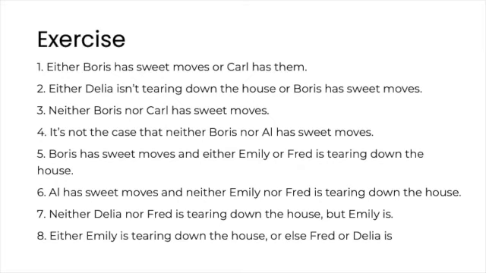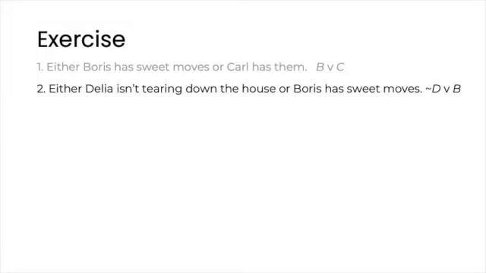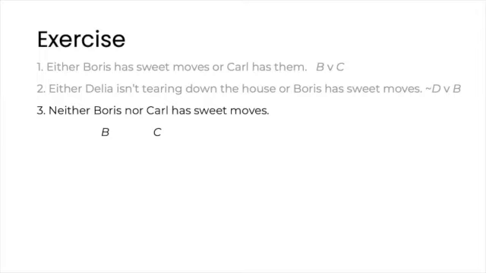All done? Okay. One is a straightforward either-or construction, and so it is represented as a simple disjunction, B or C, or B V C. Two is also a disjunction, since the main connective is or. However, this time the left disjunct is a negation, so the symbolization is not D or B. Three is a neither nor sentence, which has B and C as components. Remember that we symbolize neither nor sentences as negations of disjunctions. So our final representation is not over B or C. Though remember that we could have gone with not B and not C.